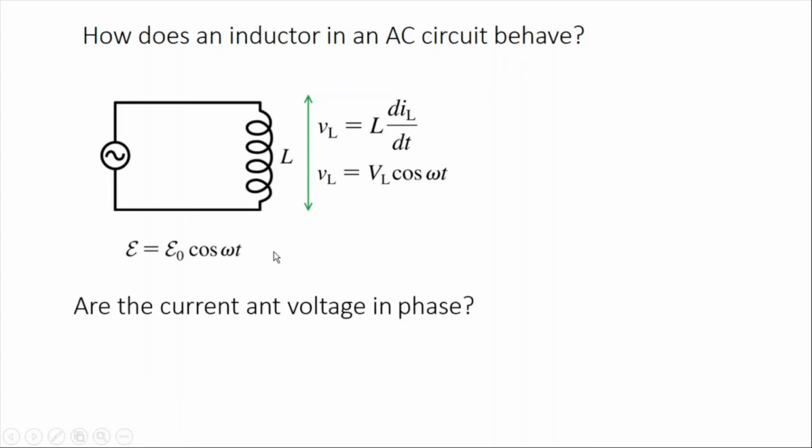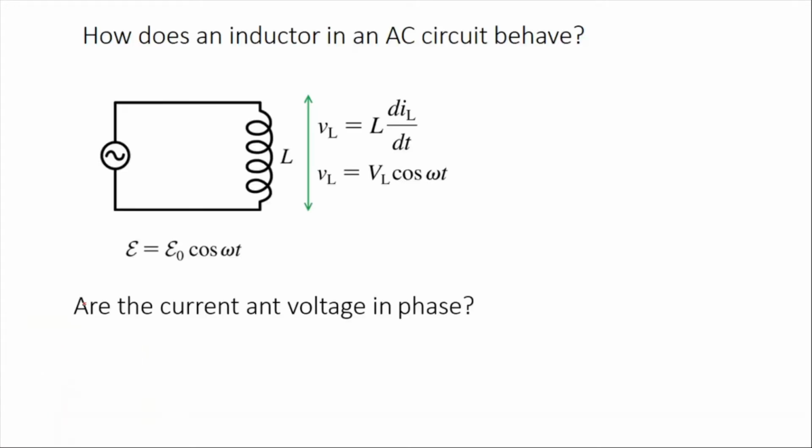Now the problem is, are the current and voltage in phase in this case? I mean, do they become maximum, minimum, and zero at the same time or not? Let's first mathematically prove whether they are in phase or not. Then I will explain physically the relation between them.